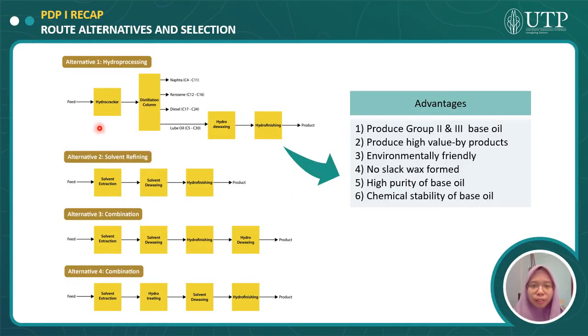Alright, so to give a quick recap, prior to designing our production plant, several alternatives have been developed and compared, which include hydroprocessing routes, solvent refining routes, and also the combination of both. After comparing, we chose hydroprocessing route, alternative 1, because it is more environmentally friendly and can produce high purity base oil.